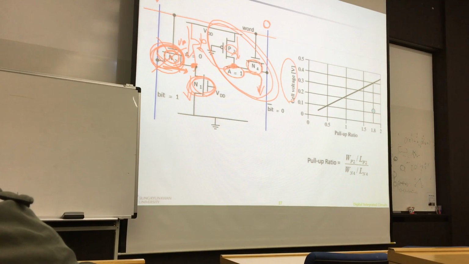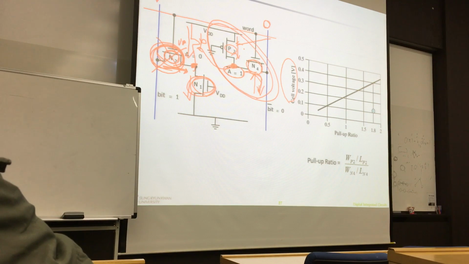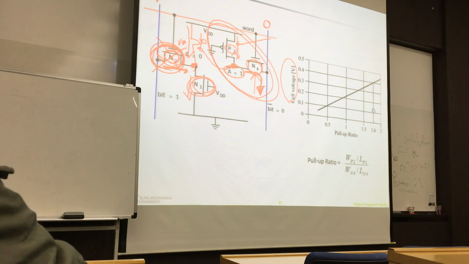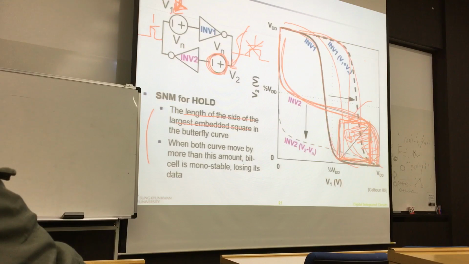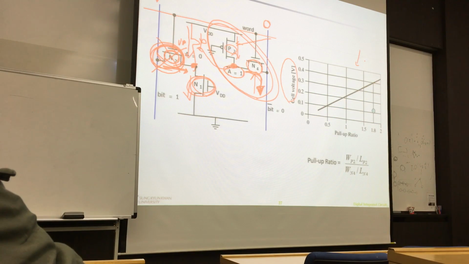Okay, I think this is kind of flipped, but basically here what you want is to make sure that your N4 is much stronger than P2, and that will make sure you can pull this node down strong enough. I'm not sure why this graph looks like this. Okay, let me figure that out later.